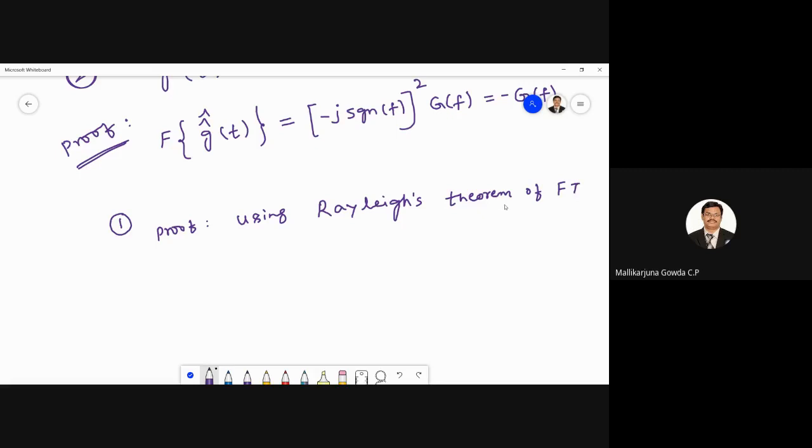So what Rayleigh's theorem says is, if I have the energy of the signal, I hope you are all able to say how we define the energy of a signal. Anyone can say how we define the energy of a signal? So here I have denoted E suffix g, just to indicate it is the energy of the signal. Yes, how do we define the energy of a signal? Can I expect an answer from anybody?